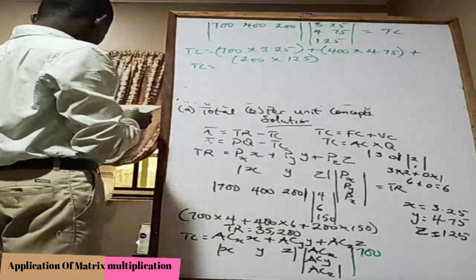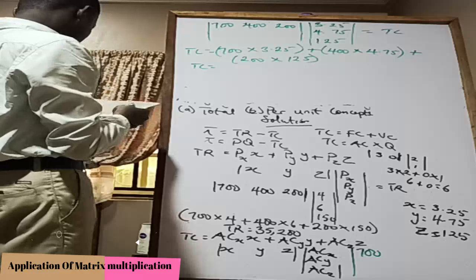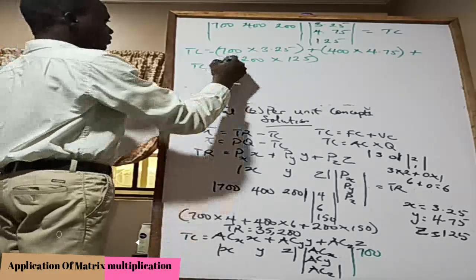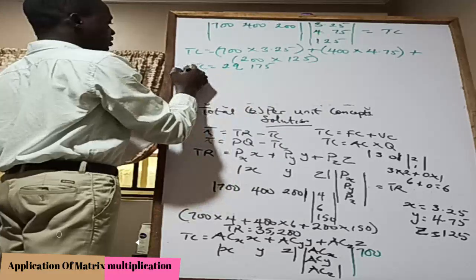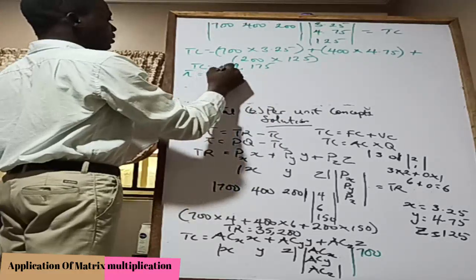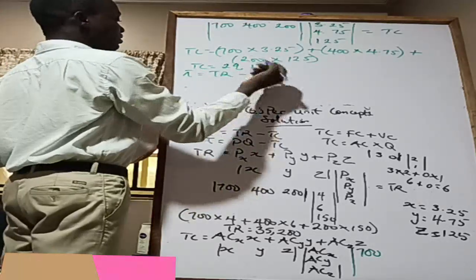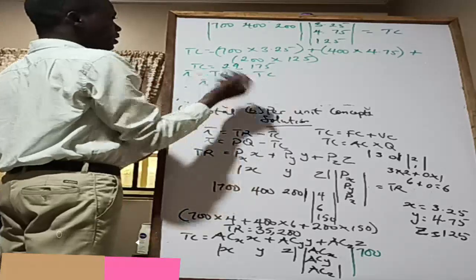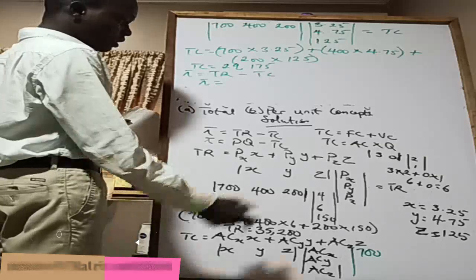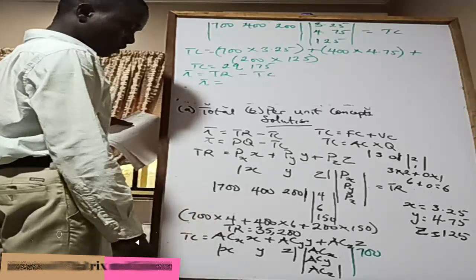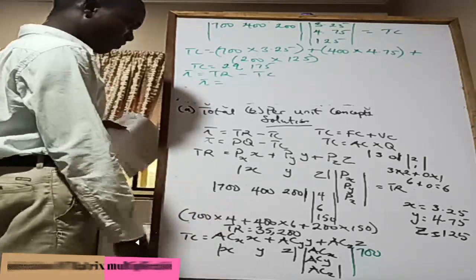So that being said, our TC from all of this is going to be 29,175. So now we can get our profit. Our profit is now the TR minus TC, which we could have just done very simply. Anyway, this is academic, right? Or maybe there might be complex problems where this makes sense and is cool.